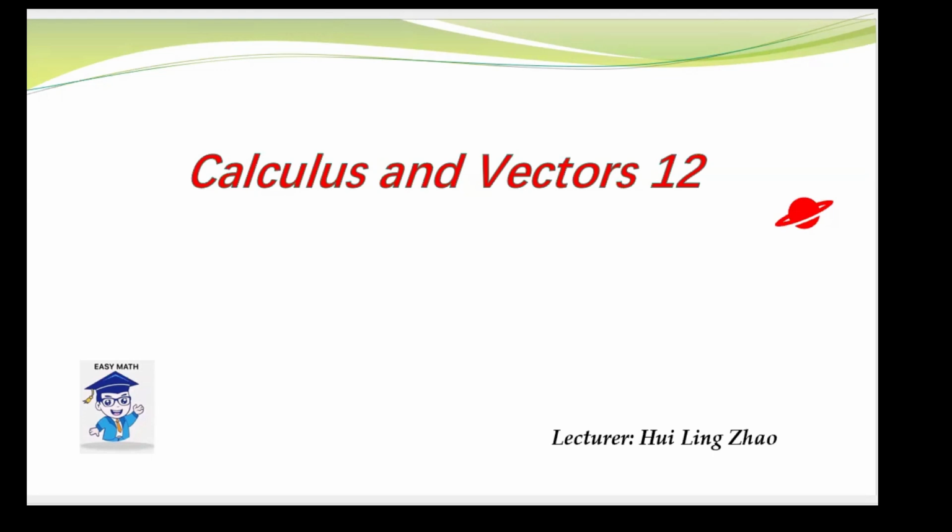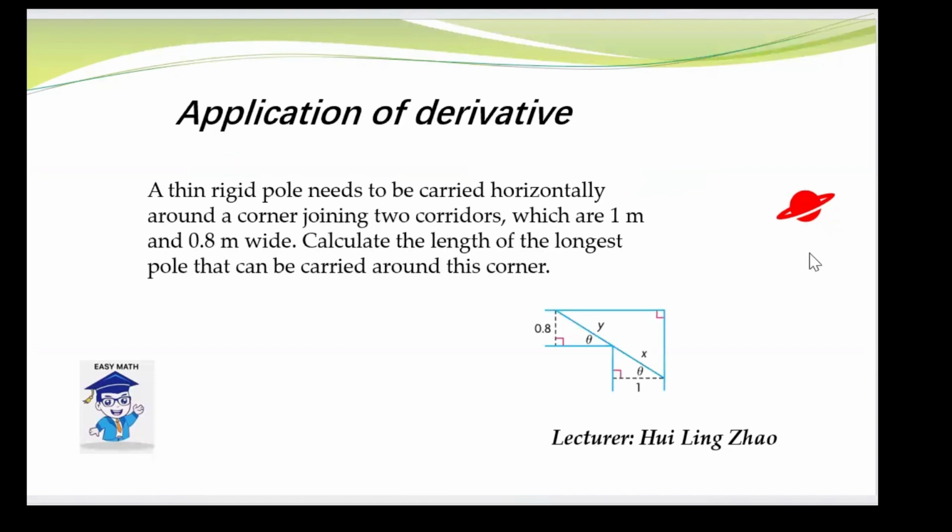Today we study the course Calculus and Vectors. Optimization problem. The topic is maximizing the length of the pole. This is an application of the derivative.